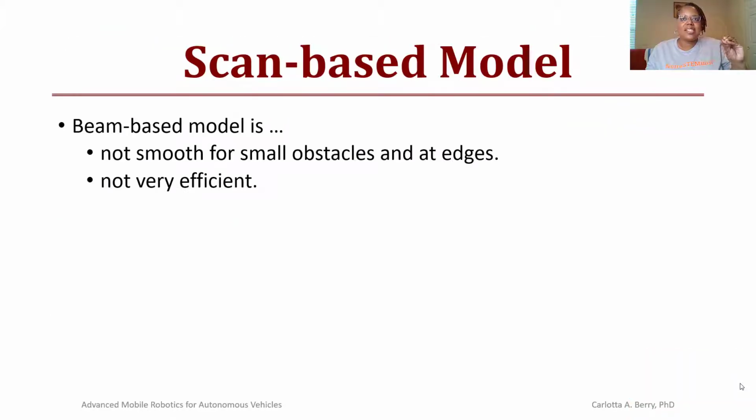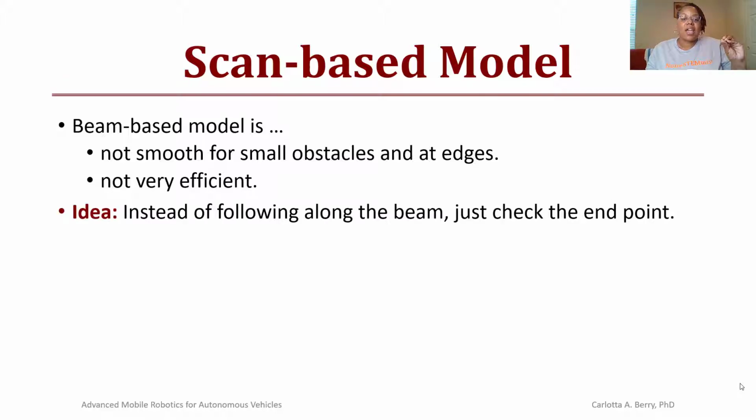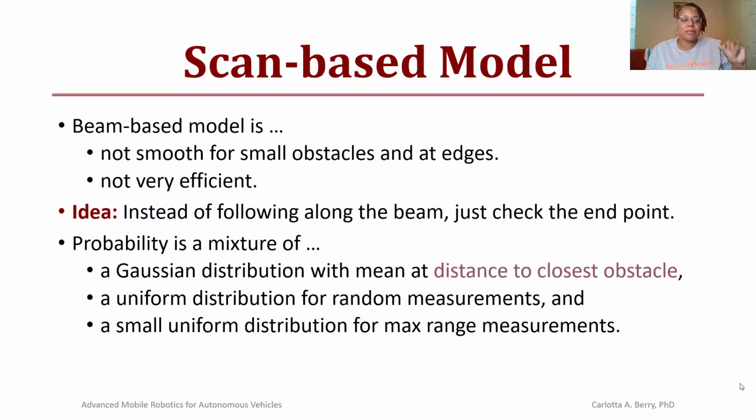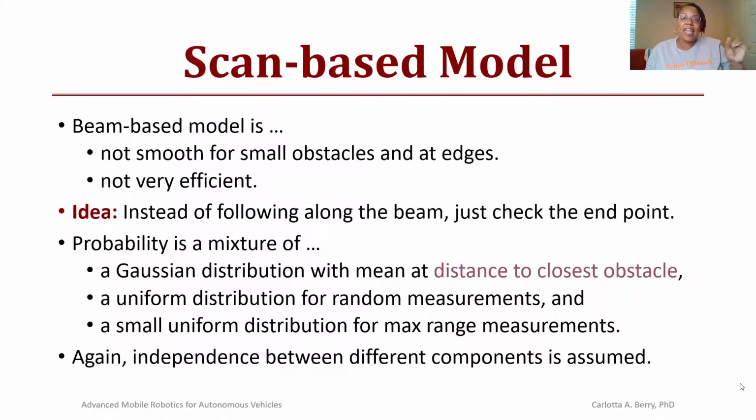So now let's explore a scan-based model. Recall that for a beam-based model, it did not have smooth edges for small obstacles, but rather edges, and it was not very efficient. So the idea was that instead of following along the beam, you could just check the endpoint. So this probability is a mixture of a Gaussian distribution with a mean at distance to the closest obstacle, a uniform distribution for random measurements, and a small uniform distribution for max range measurements. We saw all of this in the previous lecture. And again, we assumed that there was independence between the different components in order to simplify the computation.